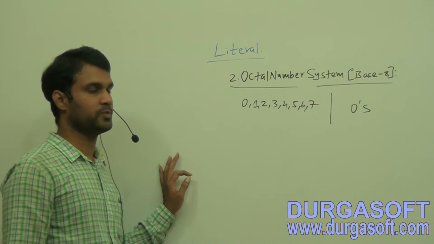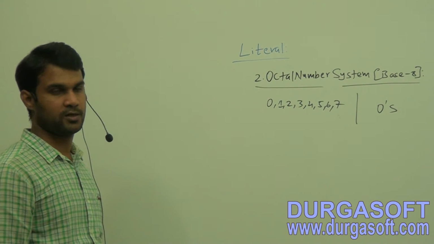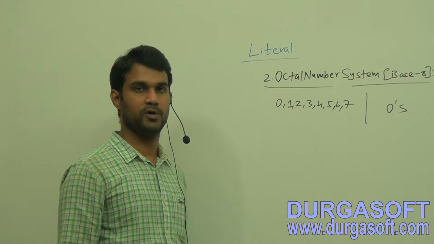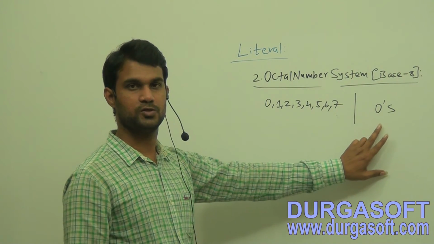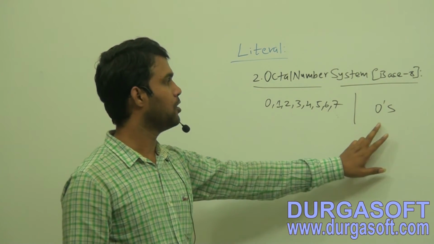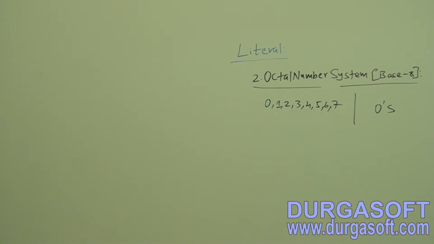So what is the octal number system? If you want to represent a number in the octal number system, then we have to prepare the number by using the symbols 0 to 7 and prefix it with zero. These things come under the octal number system. Let me define some examples on the octal number system.